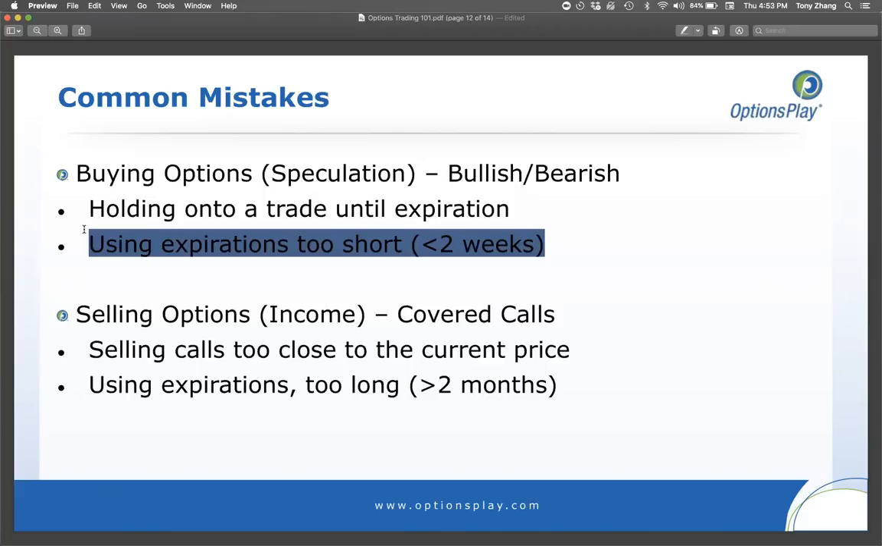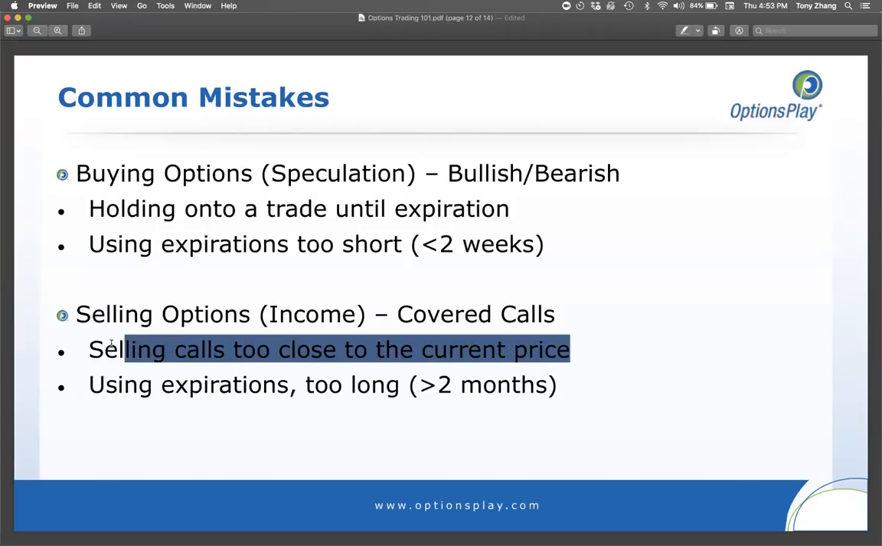On the flip side, if you're selling options, and this is not limited to just covered calls, meaning if you're selling puts, if you're selling other types of strategies, same thing. What we generally find is that people tend to sell calls that are too close to the current price, or sell puts that are too close to the current price.